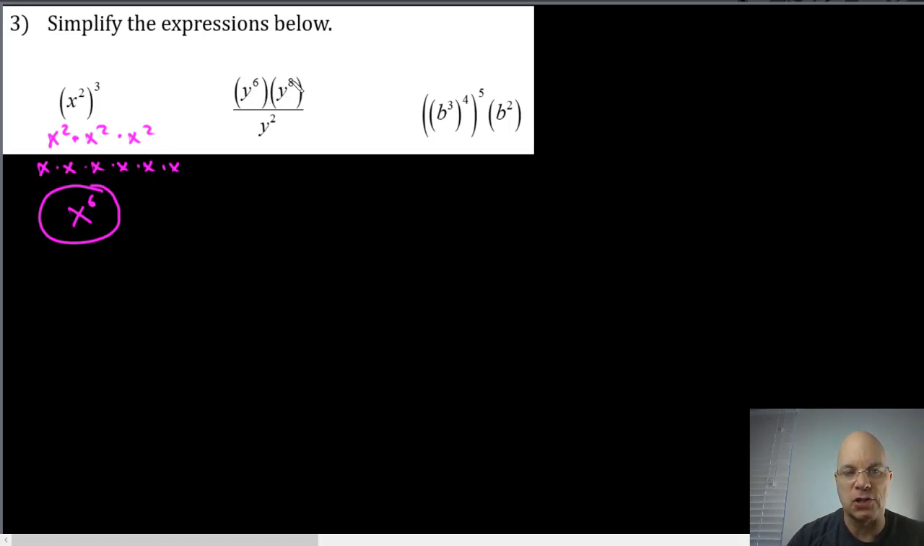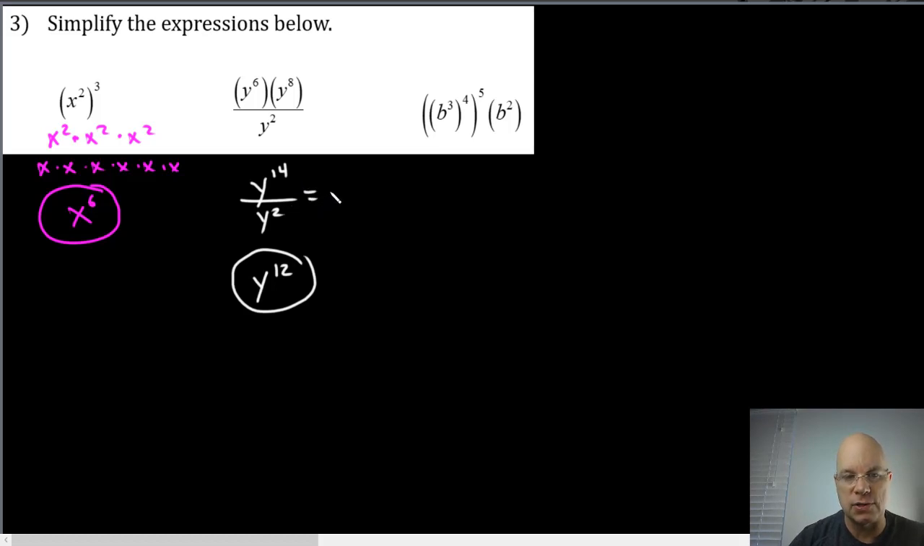If you can imagine expanding this, I would have 6 y's being multiplied together, multiplied by 8 y's being multiplied together. So I just have a total of 14 y's. So it's y to the 6th plus 8, or y to the 14th, over y squared. And the rule when you're dividing with the same base is to subtract the exponents. So 14 minus 2 is 12. So y to the 12th would be our final simplified version for this expression.